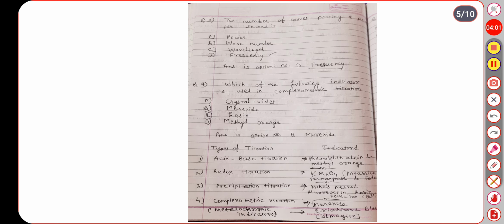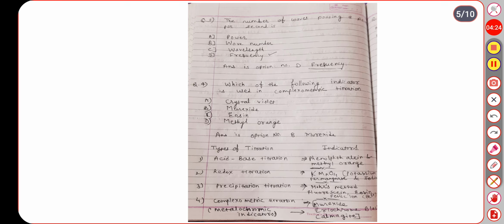Next question is question number 3. The number of waves passing a point per second is, options are first power, second wave number, third wavelength, and fourth is the frequency. The answer of the above question is option D, that is frequency.